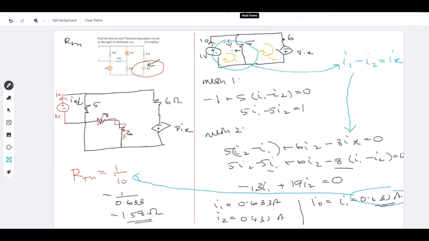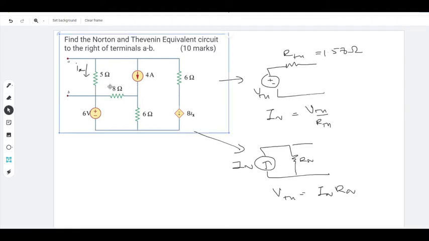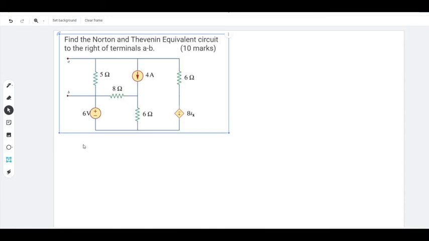Okay, so now what do we do next? We already get our RTH is equal to 1.58 ohm. Now I need to find my VTH. The mental note is go back to the original circuit and solve the V open circuit. So there is an open circuit, so you don't have to worry. So that is your VTH.